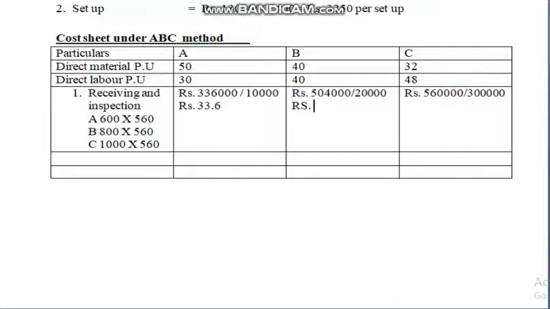The cost per unit is rupees 33 rupee 60 paisa, and rupees 25 rupee 20 paisa, and rupees 18 rupee 67 paisa. So receiving and inspection cost is over.